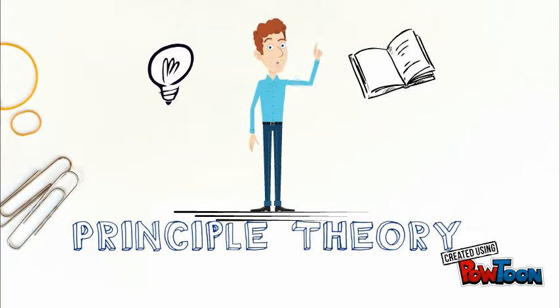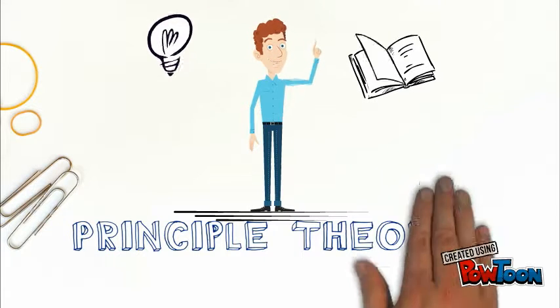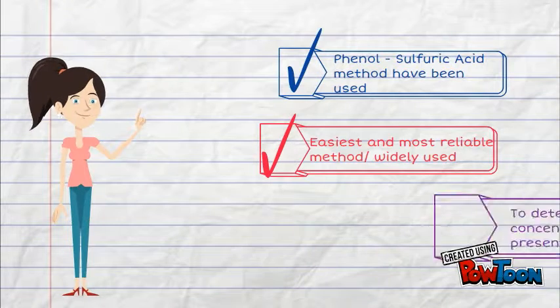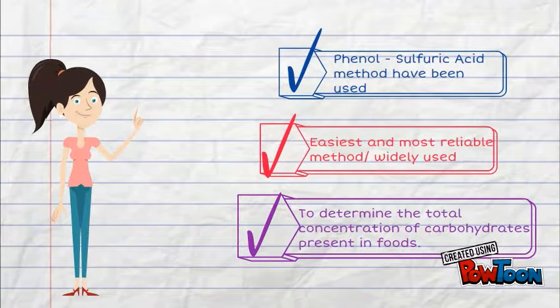We proceed to the principle and theory. The phenol-sulfuric acid method has been used for this experiment because it is the easiest and most widely used method to determine the total concentration of carbohydrate present in food.